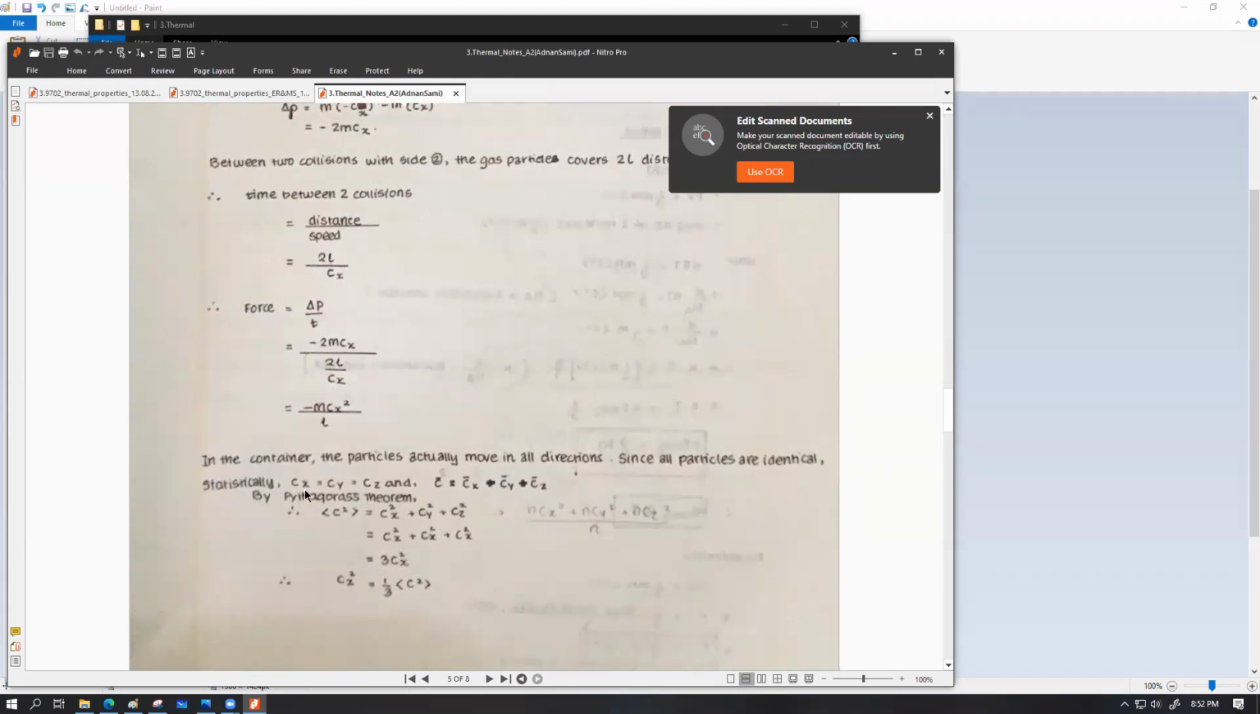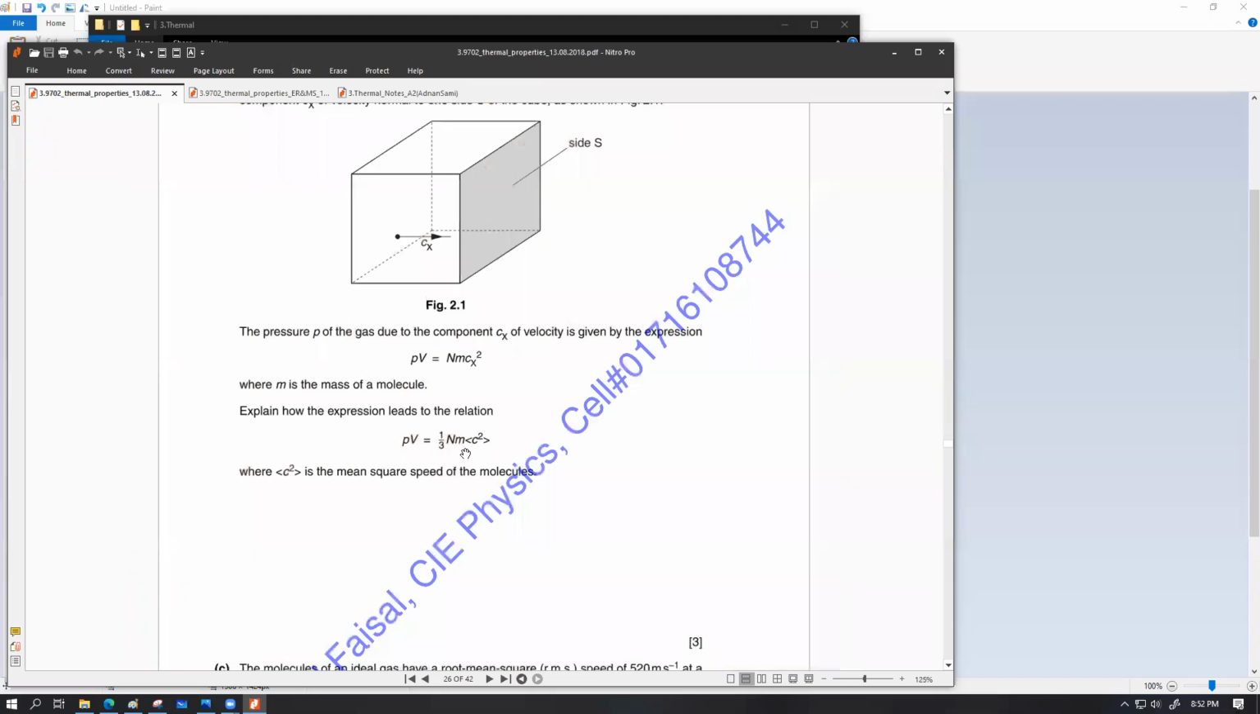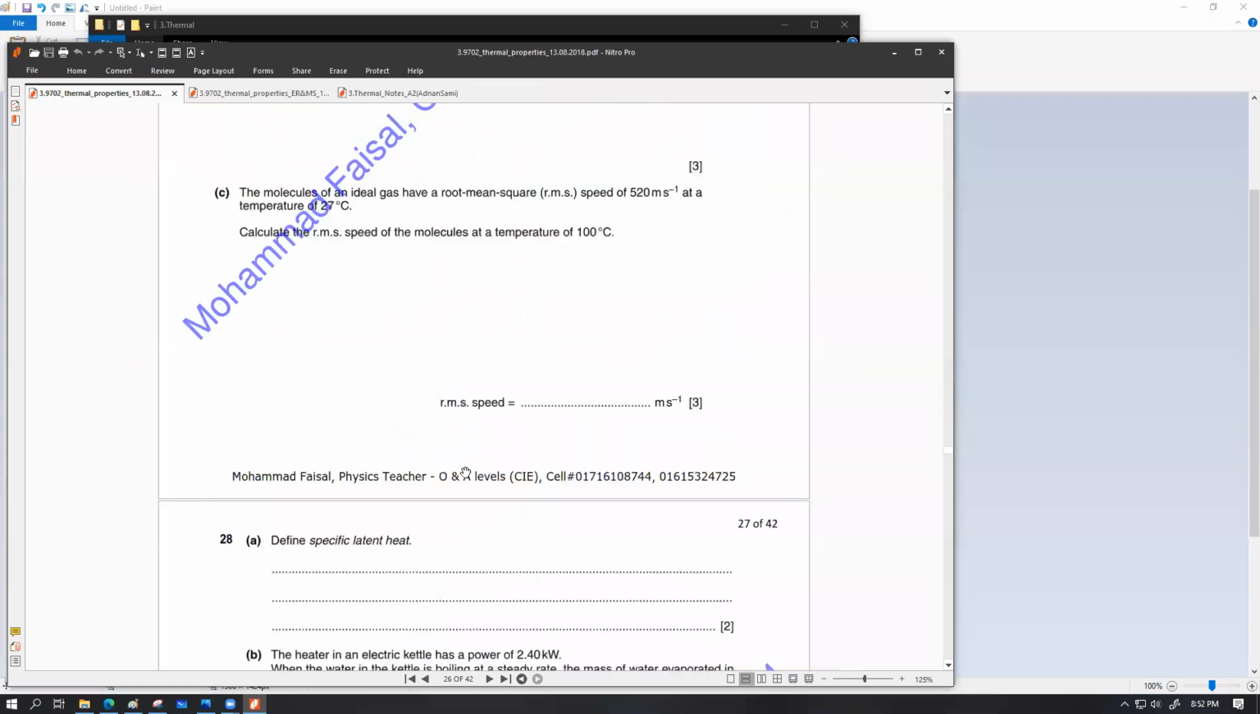So because this is statistically applicable and this is applicable from Pythagoras, in this case we replace the cy and cz with cx. That way we got 3cx². When we subtracted the cx² from here, we got 1/3 c² average. That thing got replaced over in that equation, this equation, and eventually we got this expression. Okay sir, thank you. Sure.